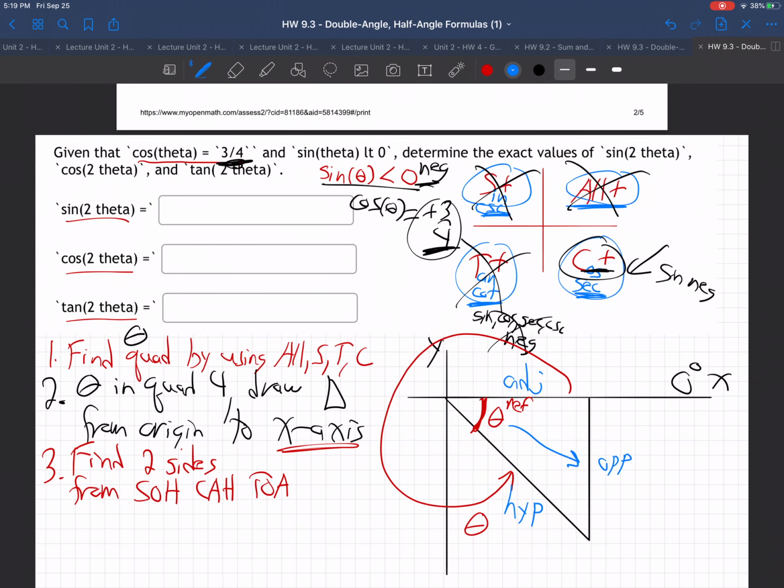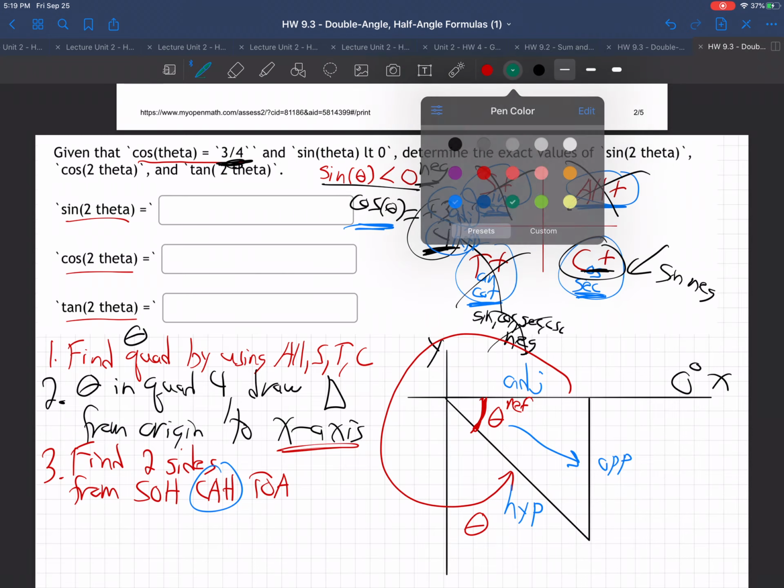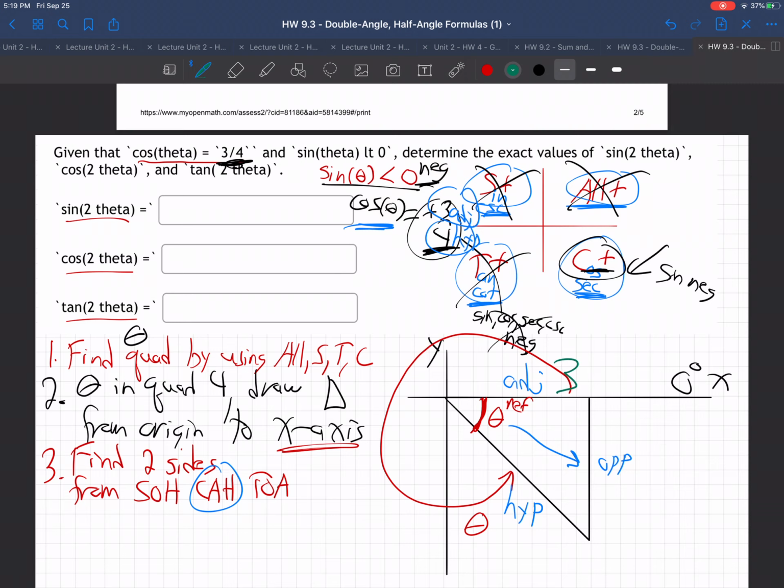We've got cosine. Cosine is 3/4. Cosine is adjacent over hypotenuse. So that means adjacent is 3, hypotenuse is 4. Let's do that. Adjacent is 3, hypotenuse is 4. Good. And that is a positive 3. The hypotenuse is always positive.